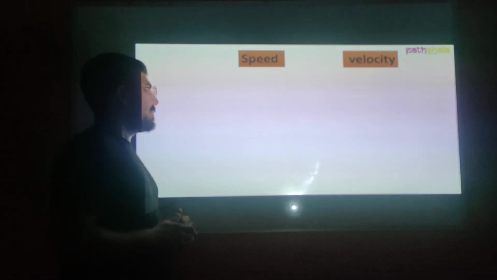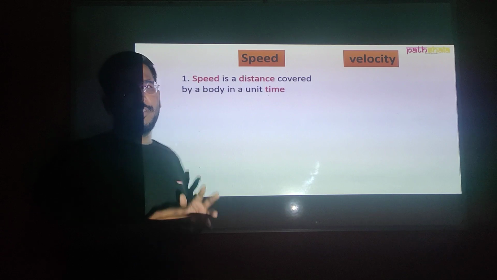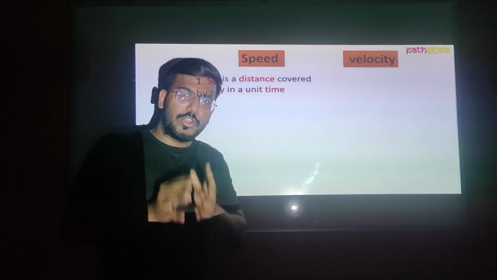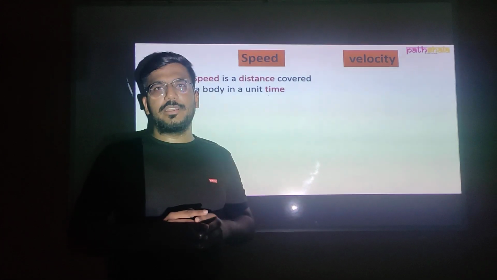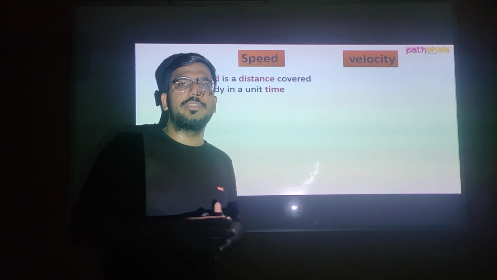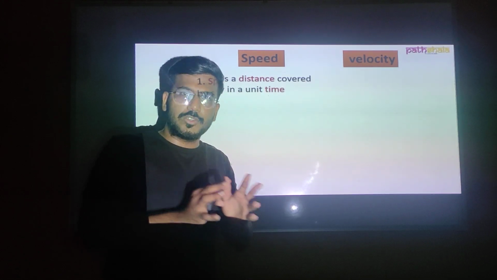Speed is the distance covered by a body in a unit time. Whatever distance a particular object in motion covers in some time, for example, if a body is covering 50 kilometers in 1 hour, the speed of that body, or the car, would be 50 kilometers per hour. Fine. So this is called speed.